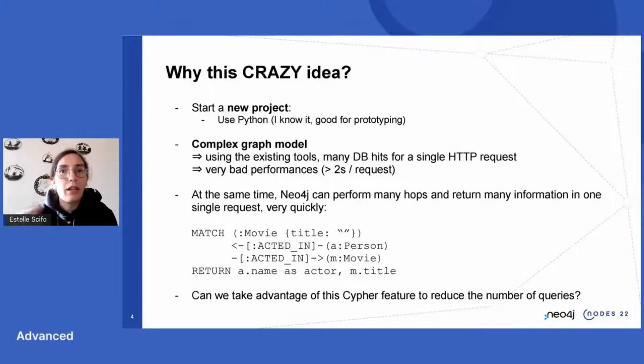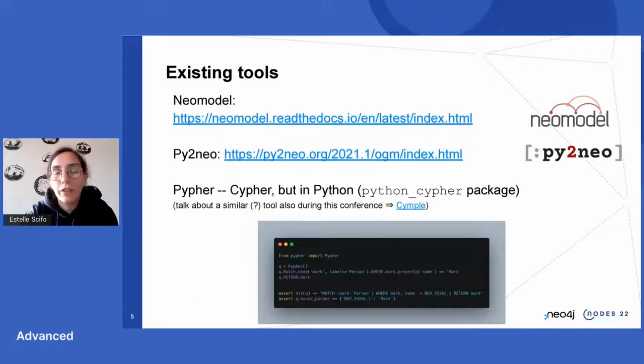The reason for that is that we had to track a lot of things like user changes and all of this. And that ended up with very bad query performances, like 2 seconds for a given request, which was not manageable even for a prototype. At the same time, we all know that thanks to Cypher, we can perform queries that do multiple hops and retrieve the data that we are crossing during that path. So the question is, can we take advantage of this Cypher feature in order to reduce the number of queries and improve a little bit the performances of our request?